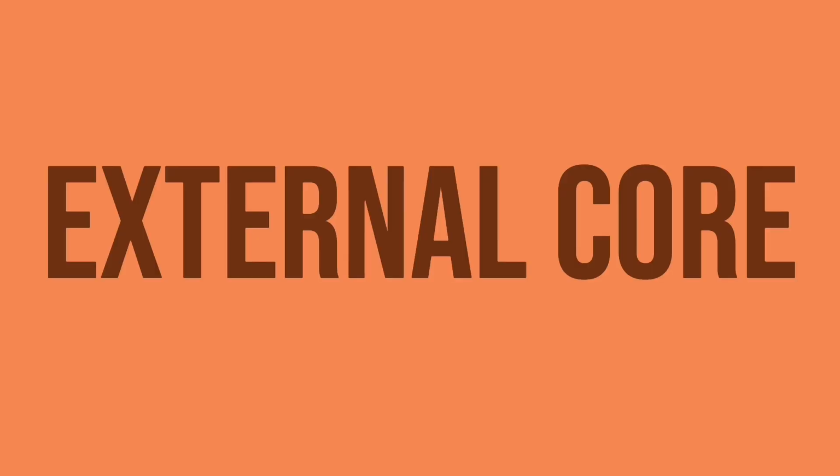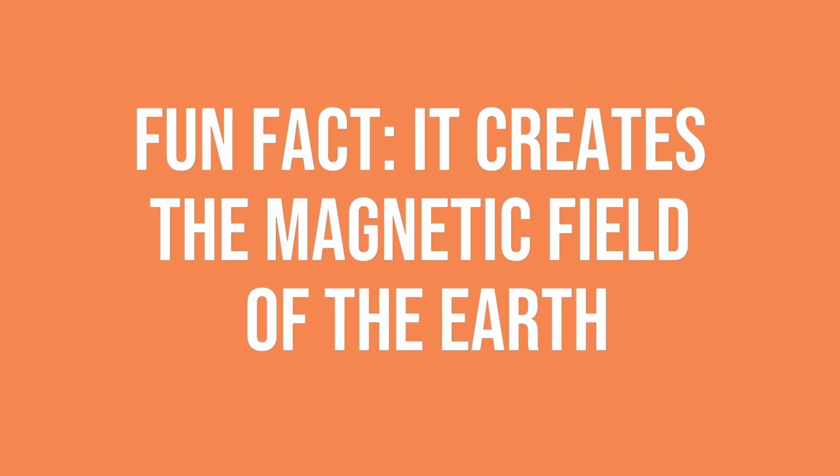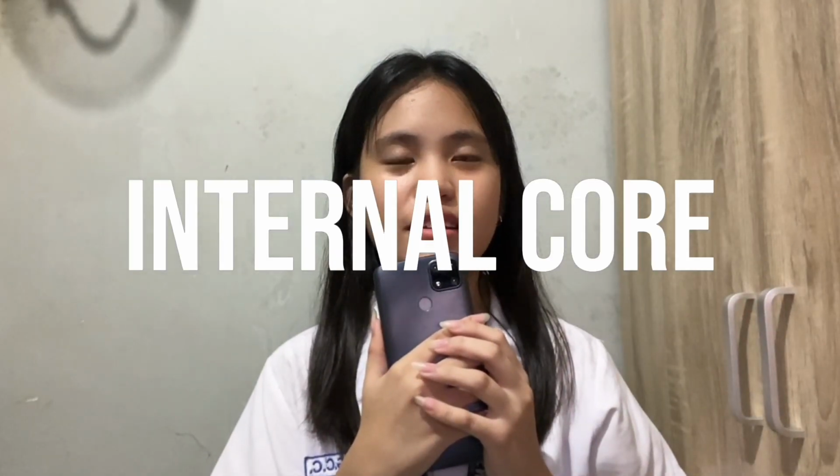First is the external core. It's mostly liquid and made of nickel and iron. And the fun fact is, it creates the magnetic field of the Earth. The internal core is like the opposite twin of the external core. It's solid but has the same materials. However, this time the temperatures are comparable to the sun's very own surface.